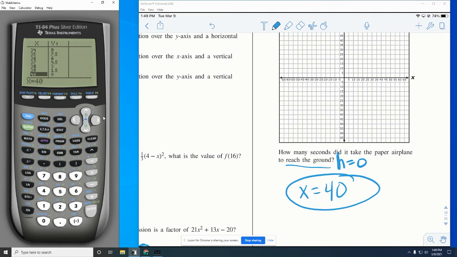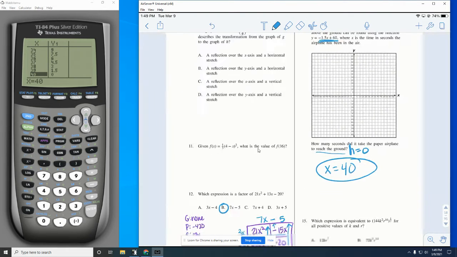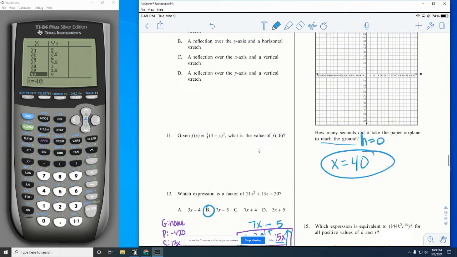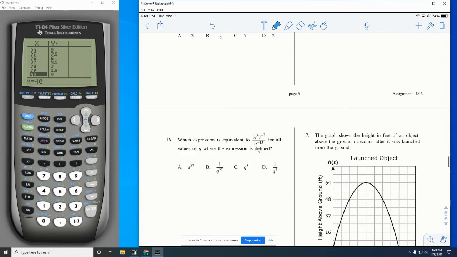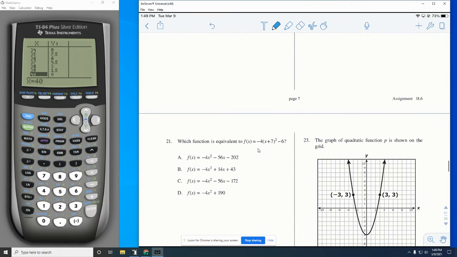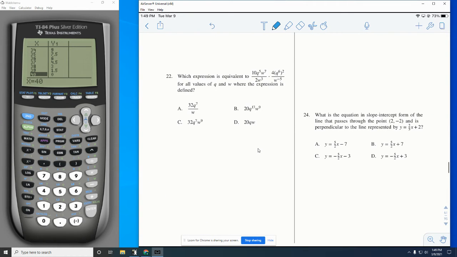So this one's not super scary as long as you can understand what the problem is really asking you for. Next, we're going to scroll to 22. So page 8. Nope, right there.